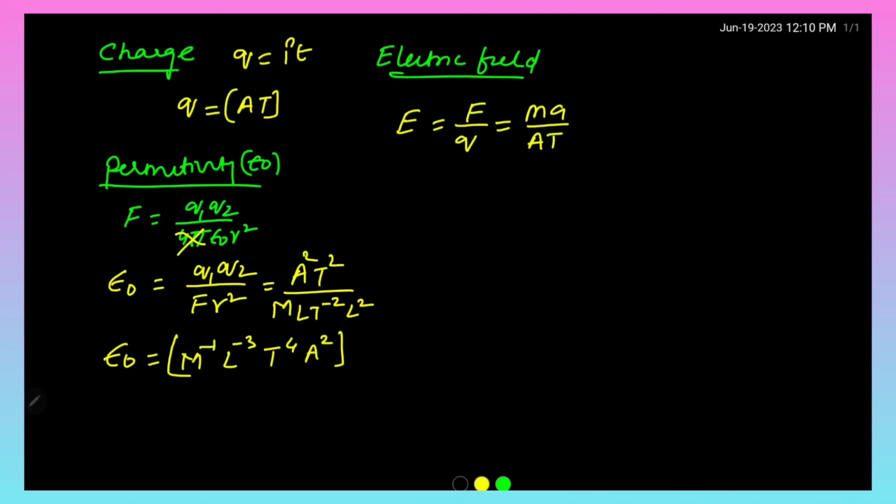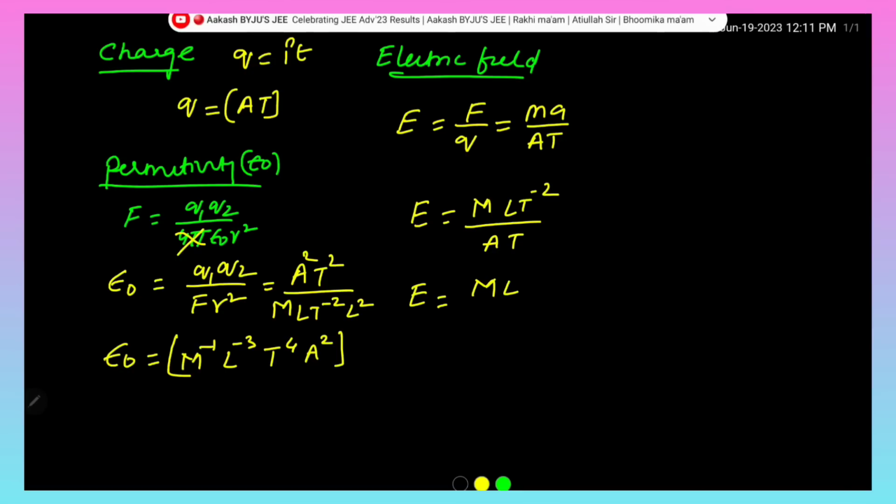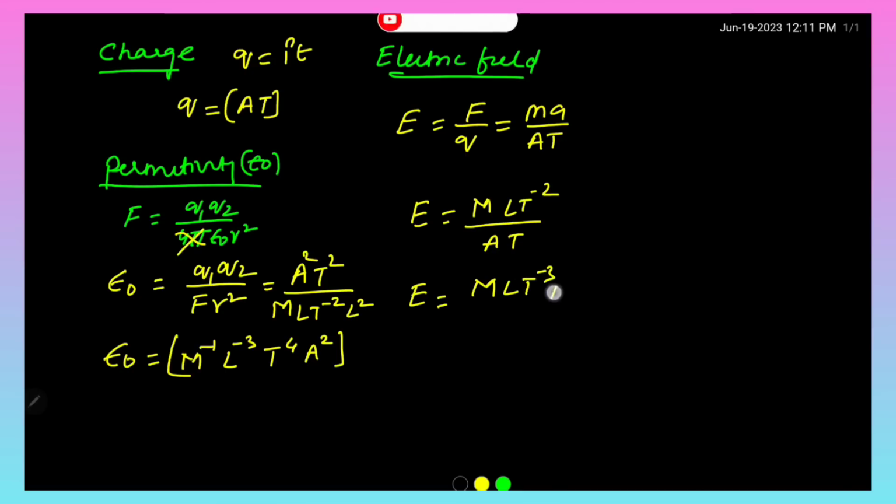E, we will write here. So E, mass means M, acceleration means LT power minus 2 divided by A into T here. So therefore electric field intensity, the dimensional formula can be written as M L. So T comes to numerator, becomes T power minus 1. Already T power minus 2 is present. We'll write it as T power minus 3 and A power minus 1. So this is the dimensional formula for electric field.